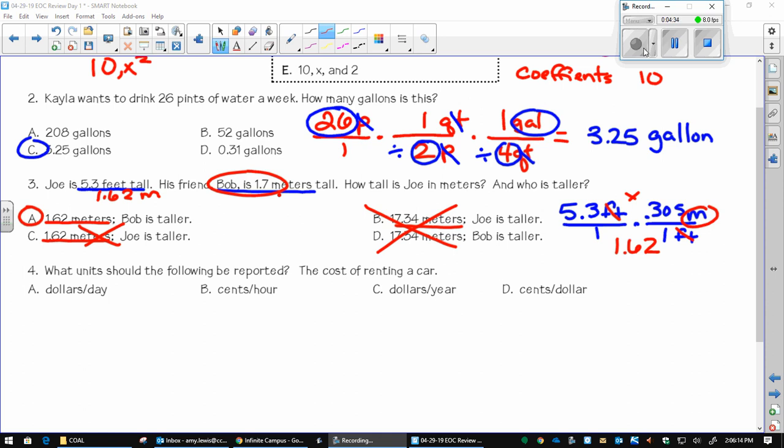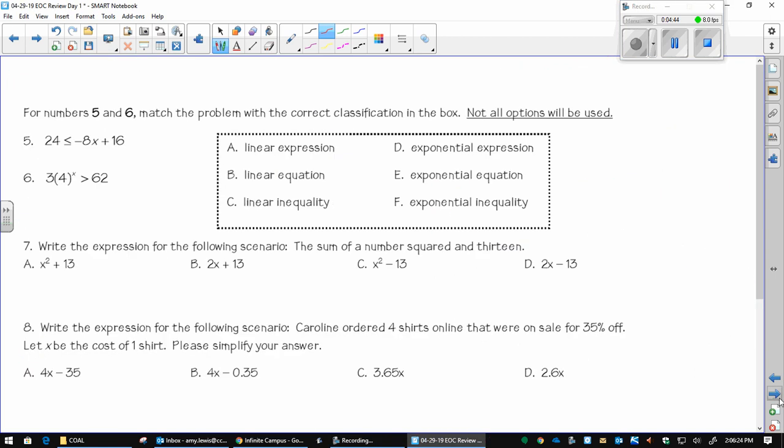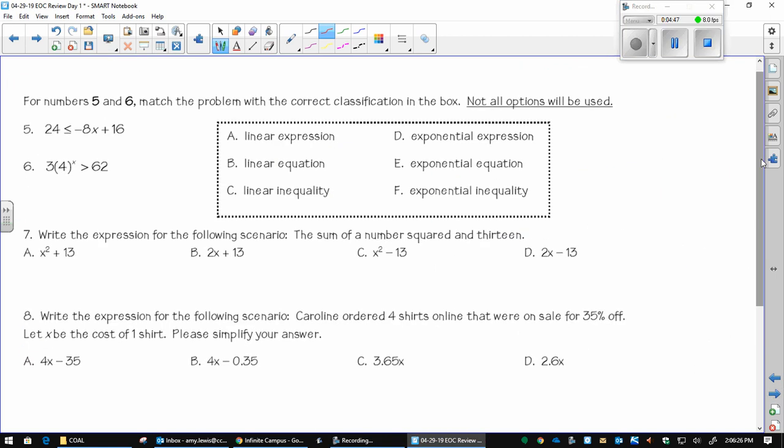Okay, so number 4 says, what unit should the following be reported? The cost of renting a car. Dollars per day is your correct answer here. Okay, moving on to number 5.